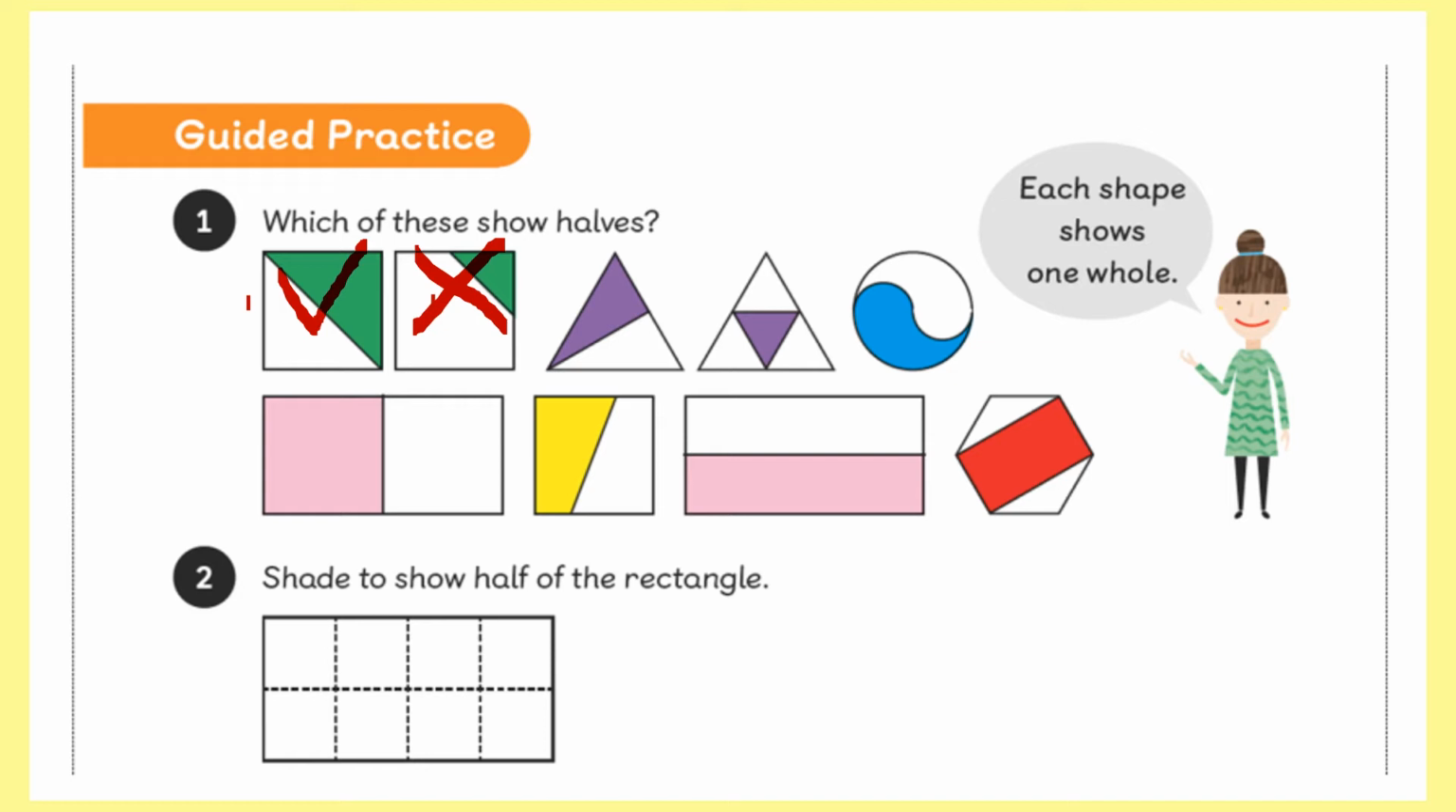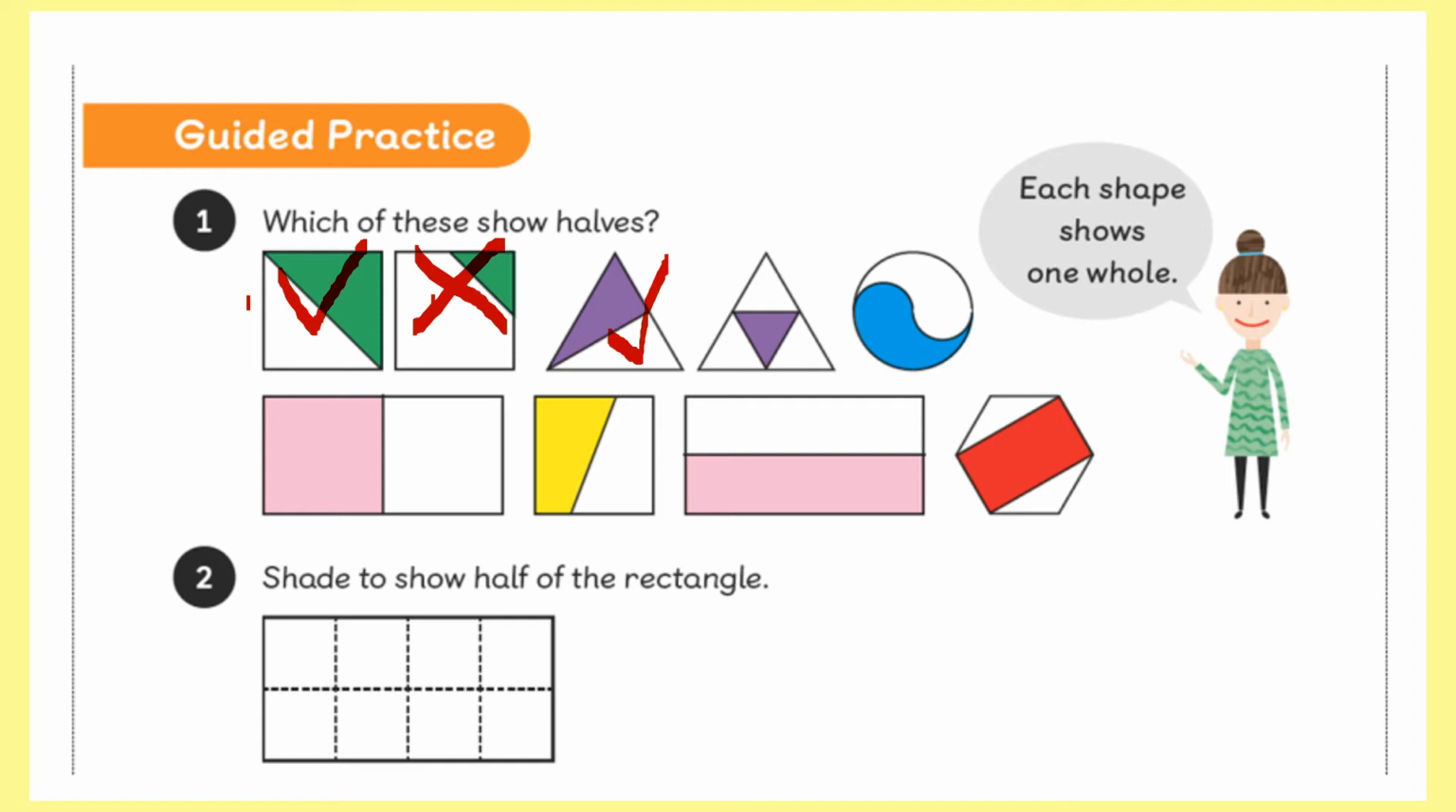Right, let's have a look at this triangle. This is a trickier one, isn't it? I think it's difficult to say. I think, yes, it has been cut into halves, hasn't it? Because this half is the same as this half. And if we folded it, it would fold on each other. So that has been cut into 2 equal halves.